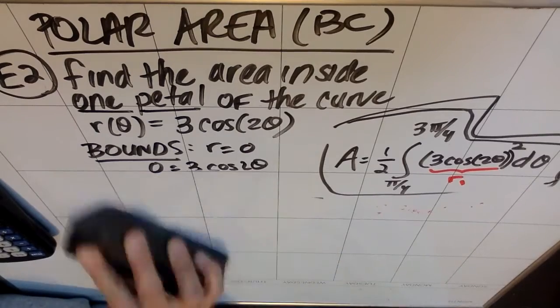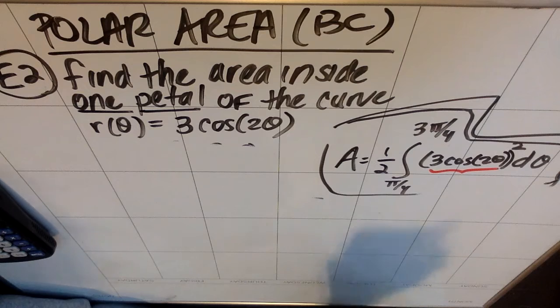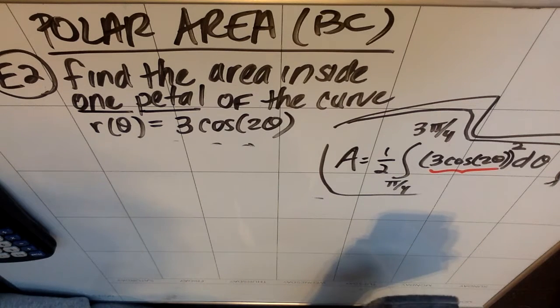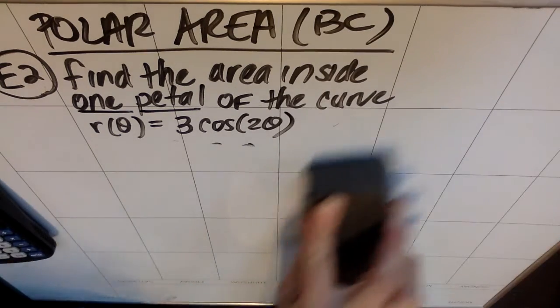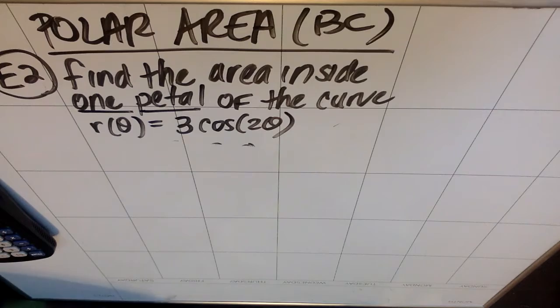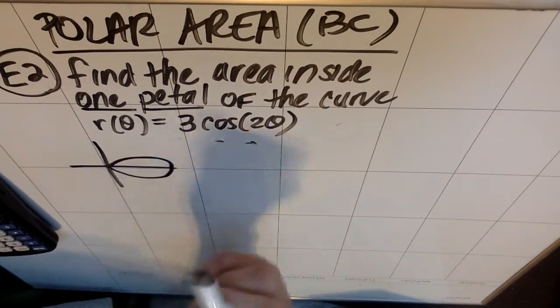So if this were a non-calculator question, I do all the setup stuff the same, but if I didn't have a calculator to lean on, I do have a few options. I will say that if it was a non-calculator question, I would not have picked the bounds I picked, and I'll walk you through why in just a second. I would have picked these.